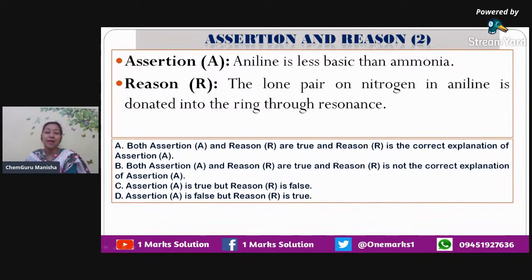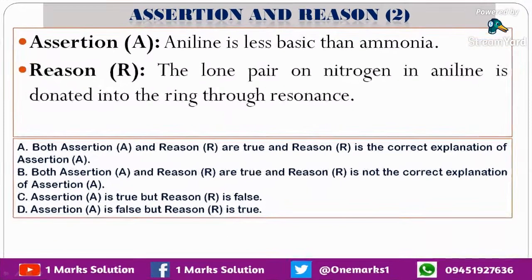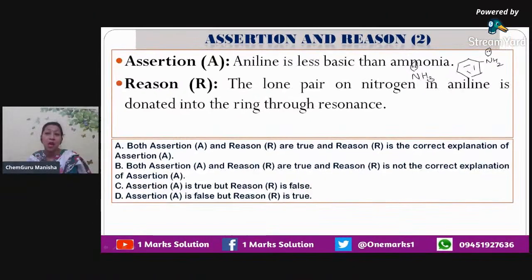The second assertion statement that I have is: aniline is less basic than ammonia. That's absolutely correct, and the reason for that is very simple. Aniline has a benzene ring and NH2 is attached to it. The lone pair of nitrogen is already there. On the other side, ammonia also has a lone pair of electrons, but in aniline, the lone pair of electrons undergoes conjugation with the benzene ring and delocalization, because of which it becomes less basic.